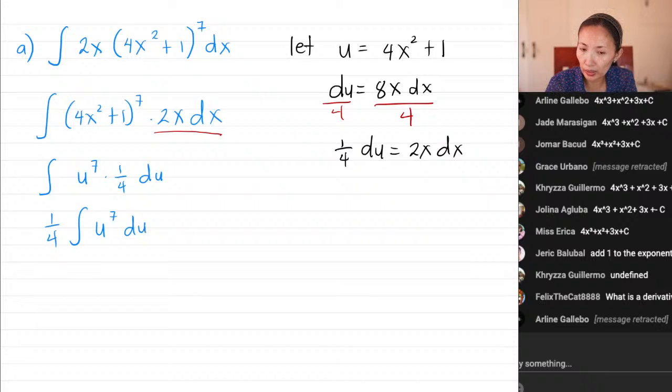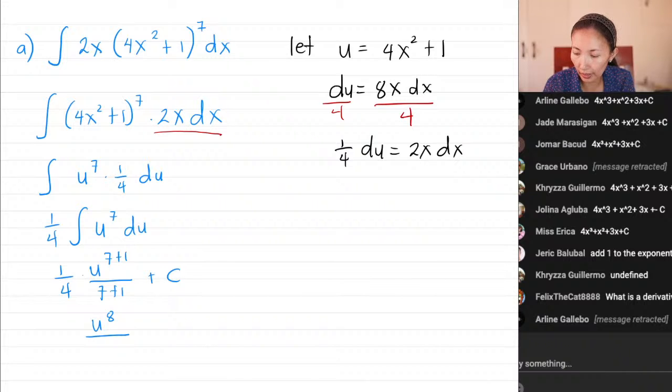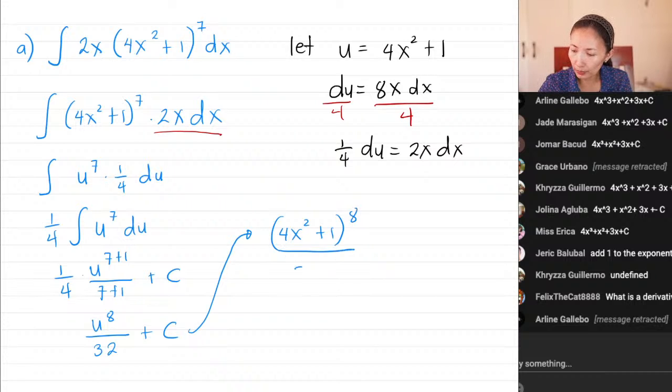And now, applying the power rule, it will now be 1/4 times u raised to exponent plus 1, that's 7 plus 1, over 7 plus 1, plus the arbitrary constant c. When simplified, what will this be? U raised to 8 over 8 times 4, 32, correct? 32 plus c. Are there questions at this point? Now, bring this back into the original variable. U is 4x squared plus 1, so we have 4x squared plus 1 raised to 8 over 32, plus c.